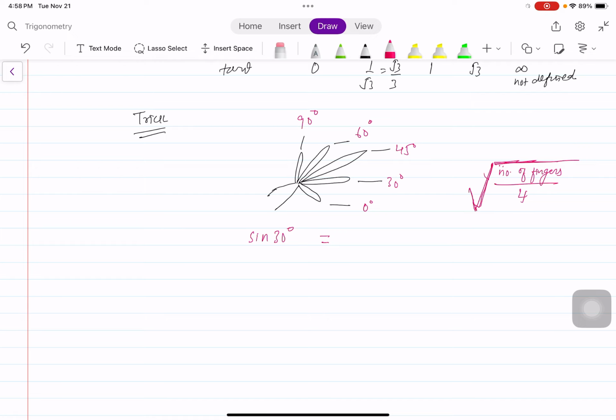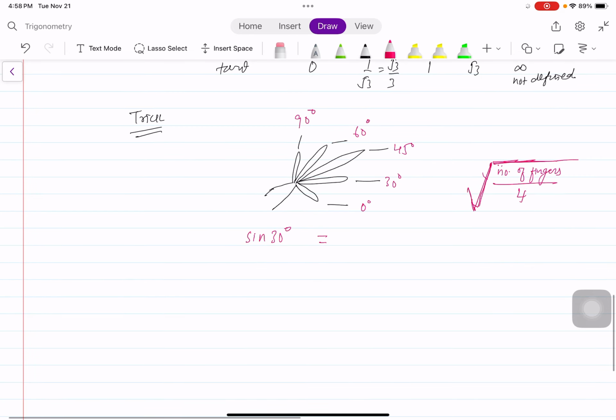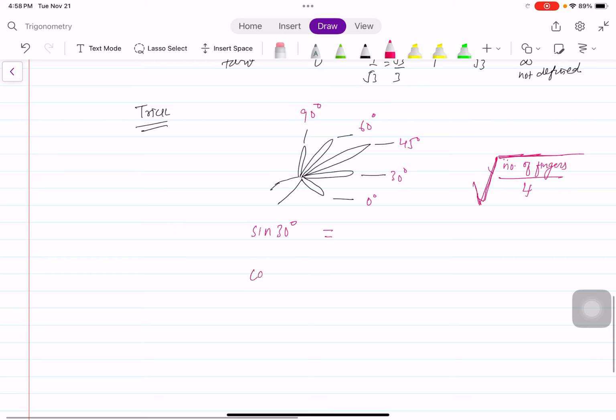Now how to use this? Say you wanted to find sine 30 degree. For sine and cosine you have two different rules. If you want to find sine, you always use the number of fingers below that line. So how many fingers are below? One finger. So square root 1 over 4, which is 1 over 2.